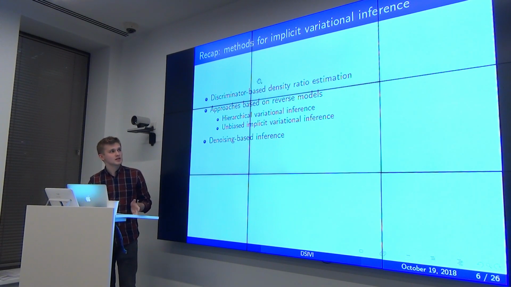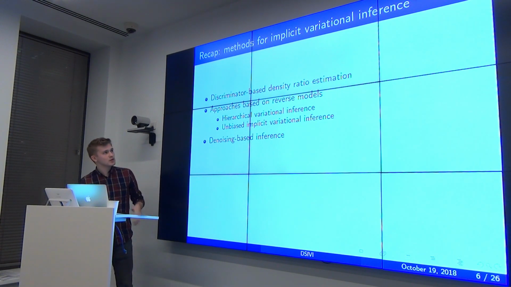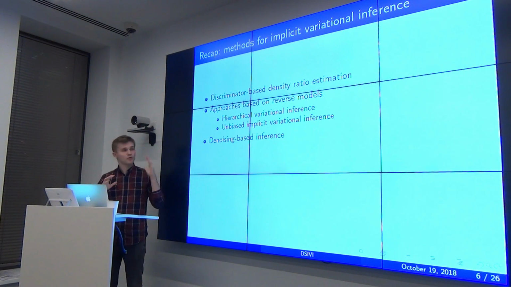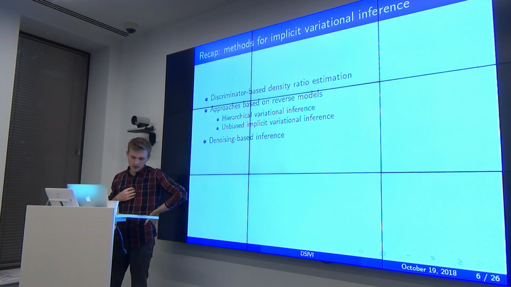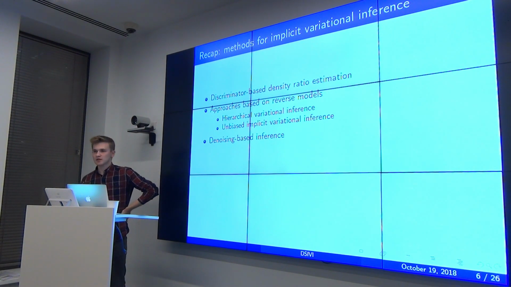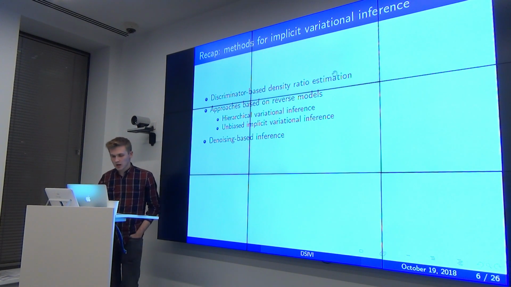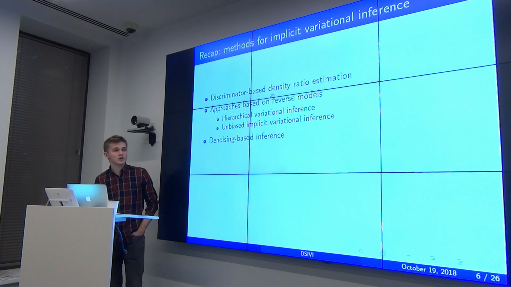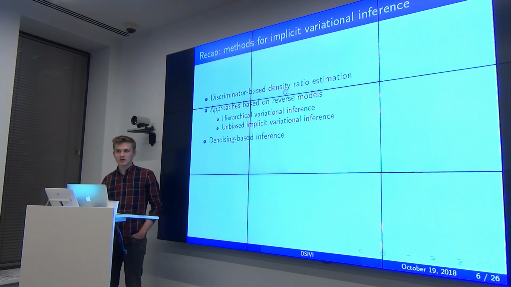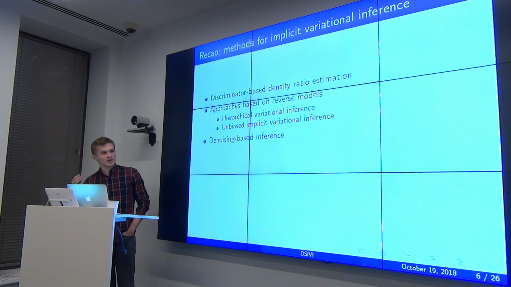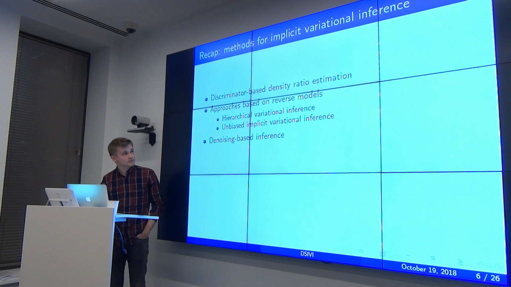We discussed discriminator-based density ratio estimation and approaches based on reverse models. Both of those methods have some drawbacks. For both of them, we can't actually have implicit priors and we can't optimize for their parameters. So we cannot perform variational learning in that setting with semi-implicit priors, or implicit priors. The discriminator-based approaches are biased. They optimize something which is not actually the ELBO, it just approximates it, and we don't have many guarantees in that case.